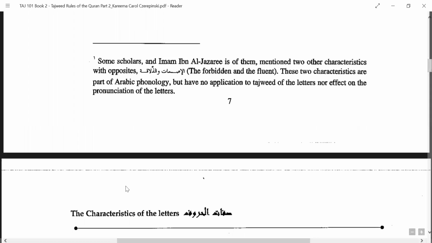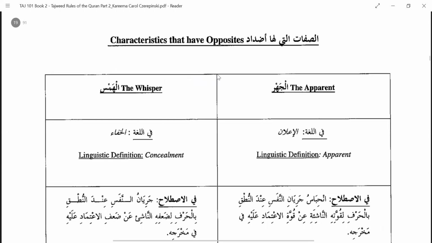And in some other books, some scholars, and Imam Ibn al-Jazari is one of these scholars, they have mentioned two more characteristics in opposites, which is ismat and dhalaqa, that is the forbidden and the fluent. These are part of phonology, so they have no application to tajweed of the letters, nor in the pronunciation. That's why they have not been mentioned in this book.